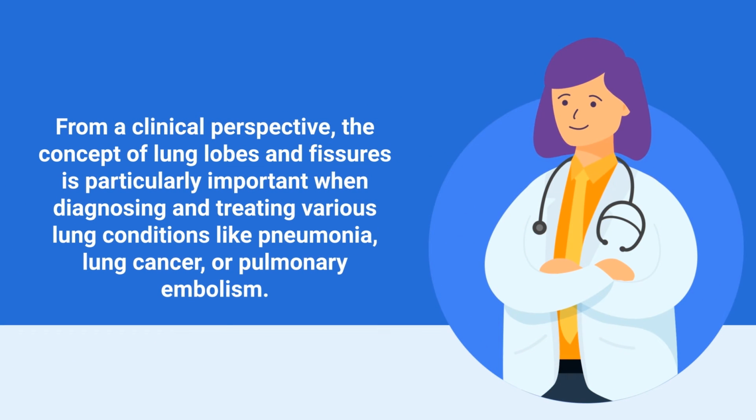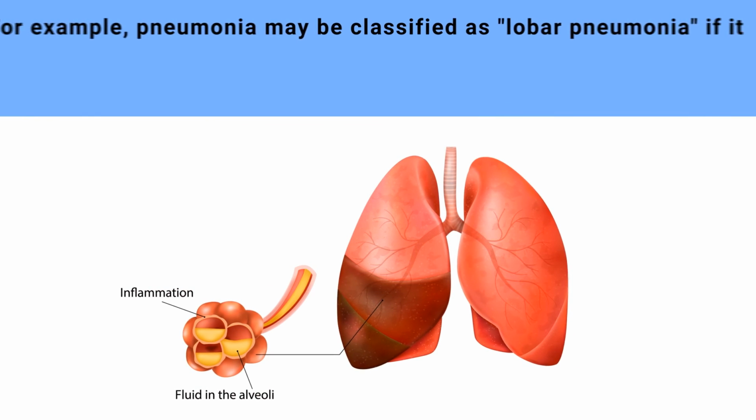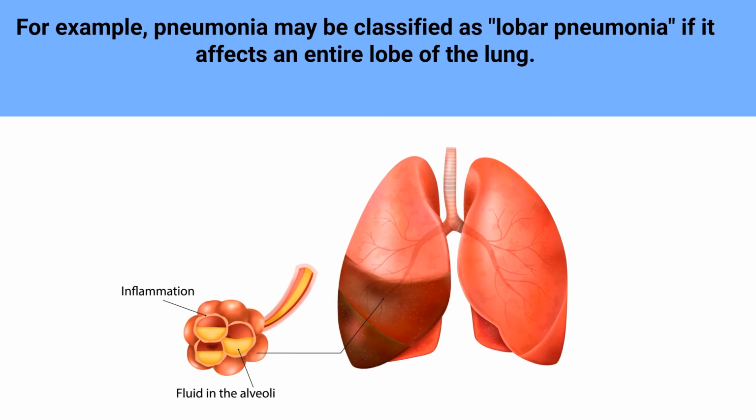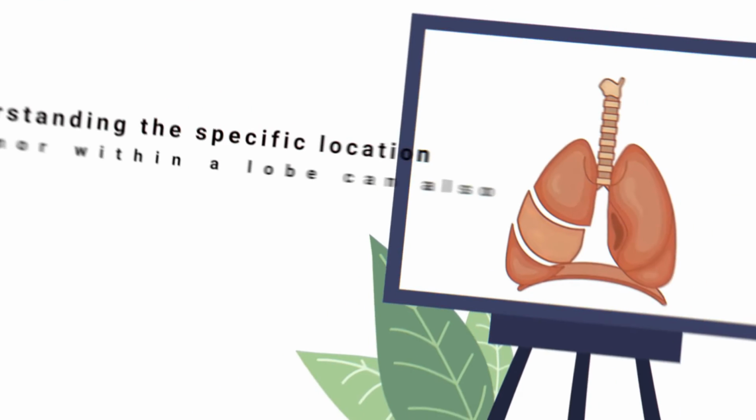From a clinical perspective, the concept of lung lobes and fissures is particularly important when diagnosing and treating various lung conditions like pneumonia, lung cancer, or a pulmonary embolism. For example, pneumonia may be classified as lobar pneumonia if it affects an entire lobe of the lung.